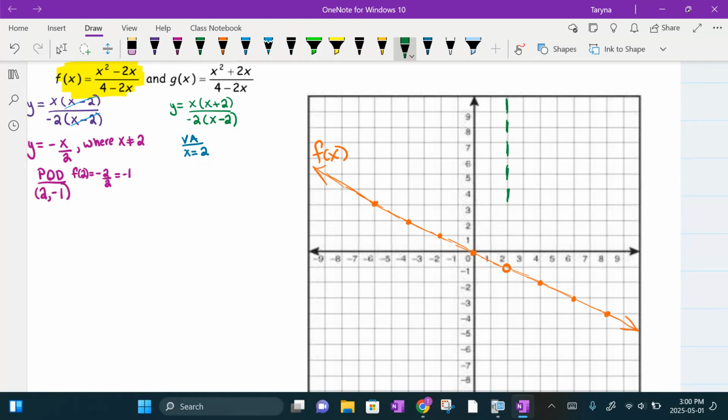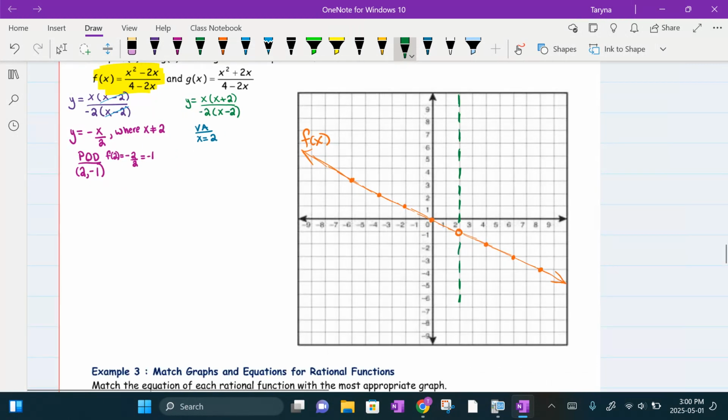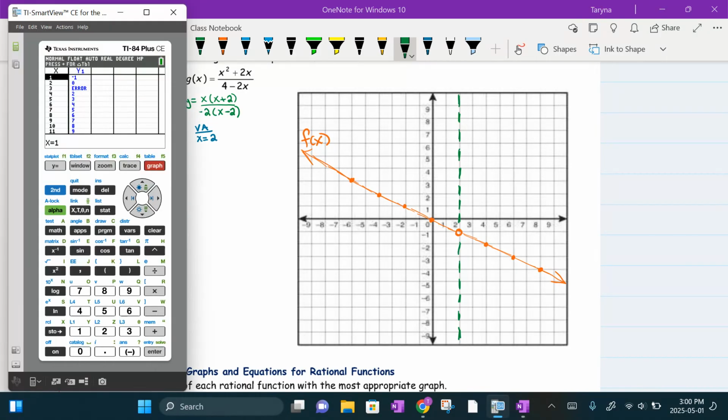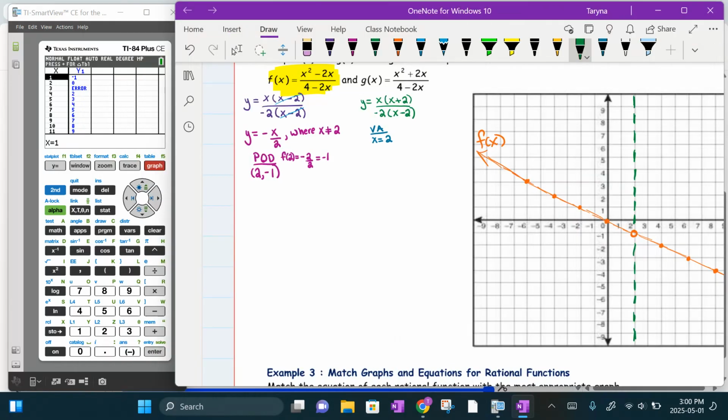So again, 2 completely different graphs. My orange graph is all by itself. It's my f function. And then now I'm doing my g of x. So it doesn't have a point of discontinuity. It has a vertical asymptote. That one, I definitely would use my calculator to get other ordered pairs.